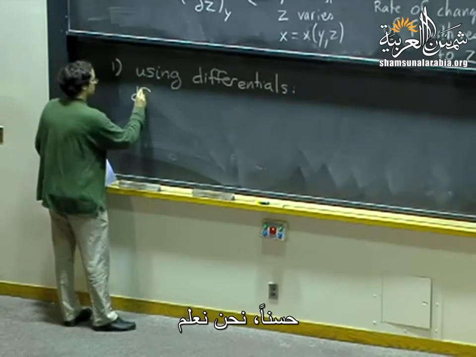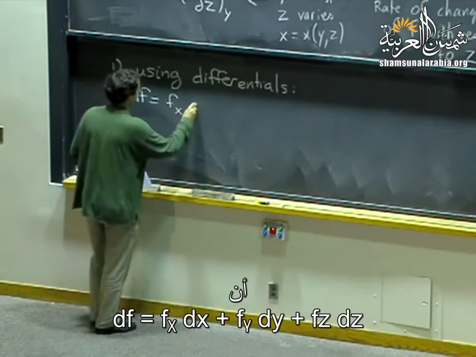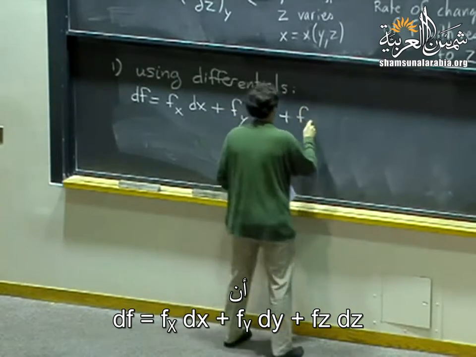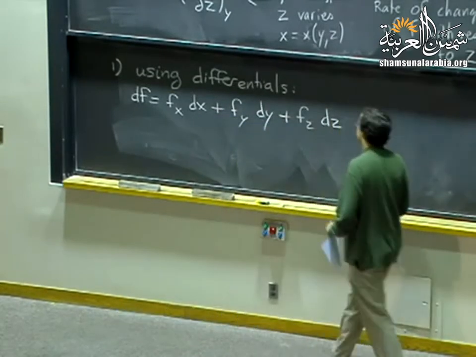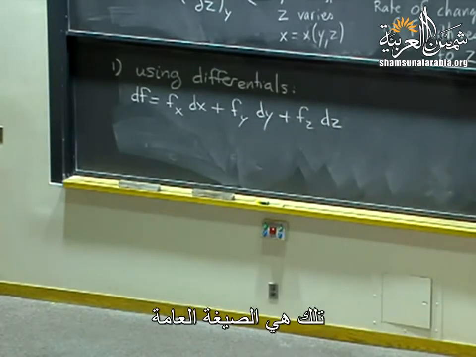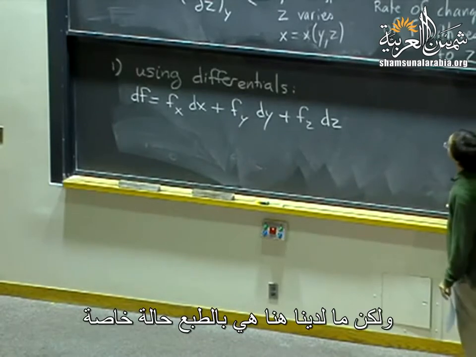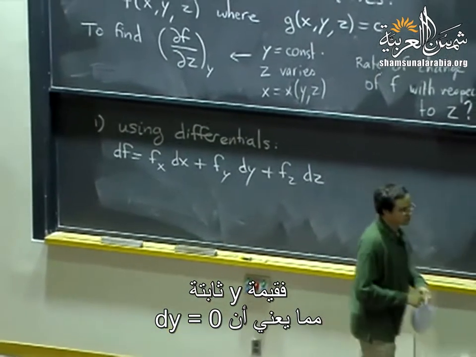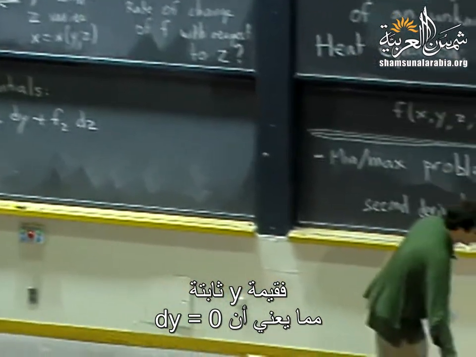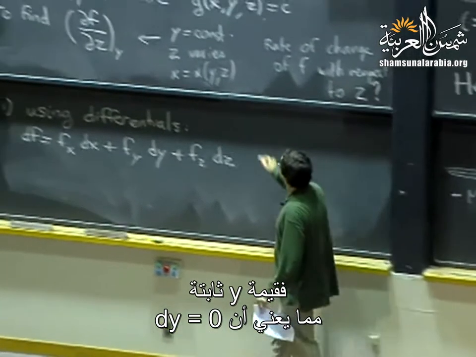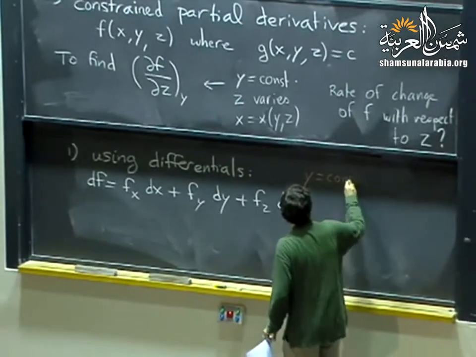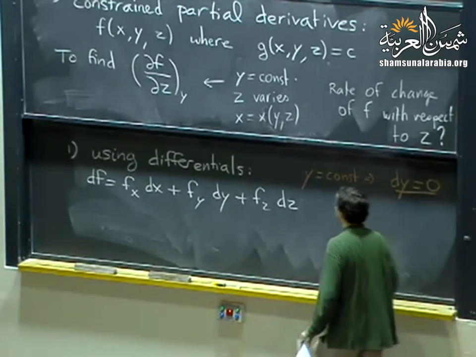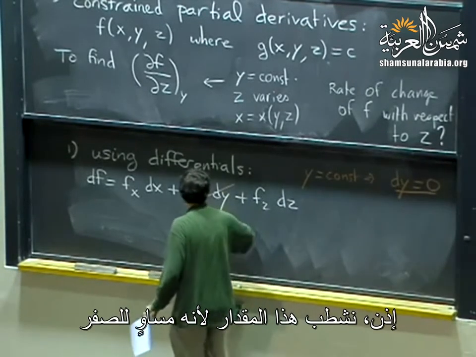Well, we know that df is f sub x dx plus f sub y dy plus partial f partial z dz. That's the general statement. But of course, we're in a special case. We're in a special case where first y is constant. Y is constant means that we can set dy to be 0. Okay? So this goes away and becomes 0.